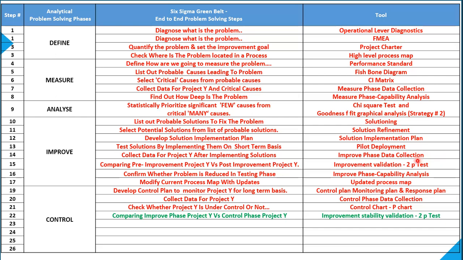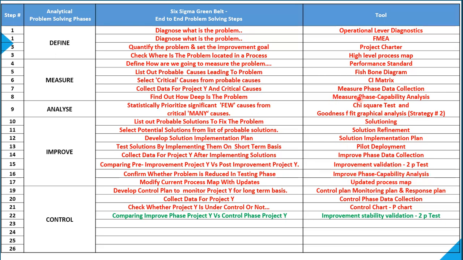Once this is done, we'll go ahead and try to find out the capability of the improve phase as well. Have we improved the capability? Is the sigma score improved for the improve phase over the measure phase? So here we have capability analysis for the improve phase.